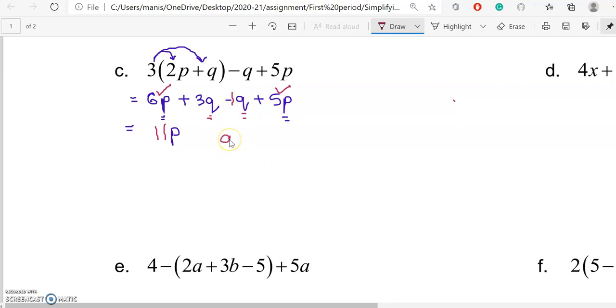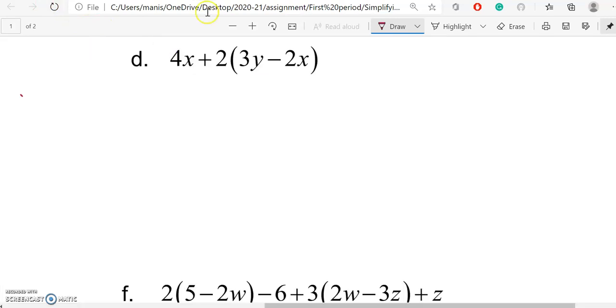So I will bring this q down over here as I've been doing other problem. So what is 3 minus 1? That's your 2. Now I didn't say plus and minus 2 over here, so it means what is a plus 2. So this is your answer, 11p plus 2q. This is your answer for this problem.